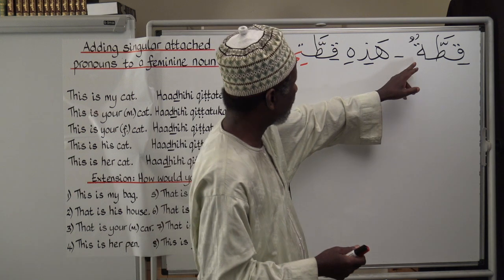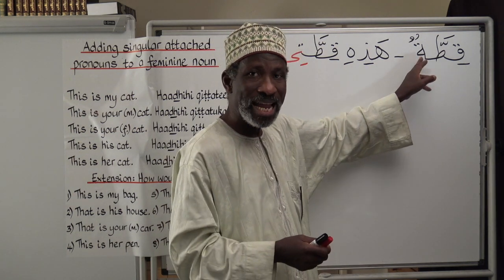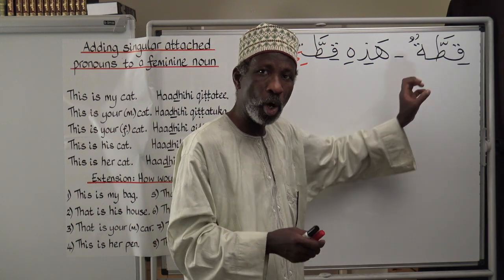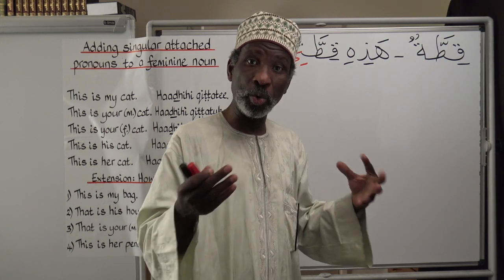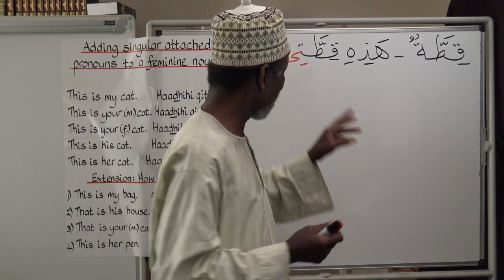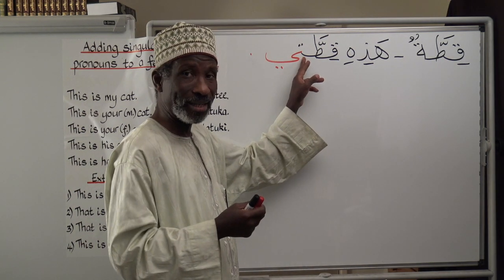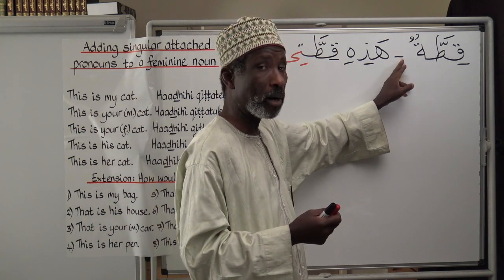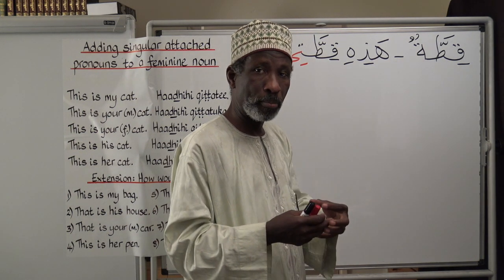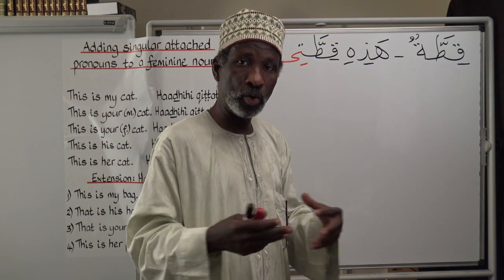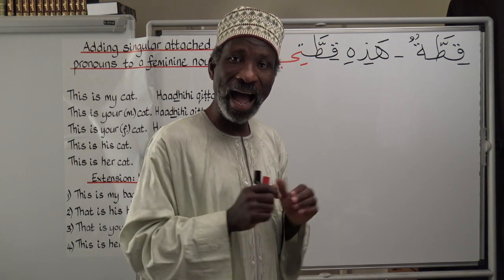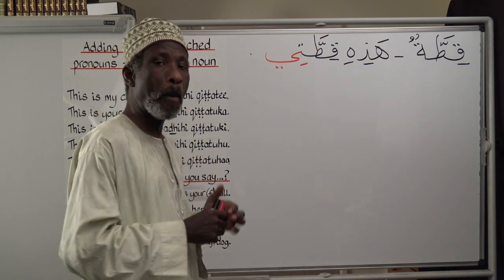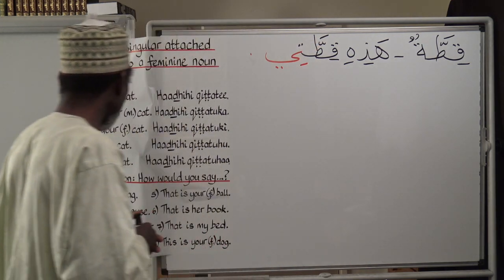Also note that this is ta marbuta. Anytime we have to join anything with ta marbuta, we open it up and we use an ordinary ta. Hence, we write the ta like this. Because there's no way you can join ya to ta marbuta, it will be transformed to a ta maftuha, an open ta. So qittati, my cat.